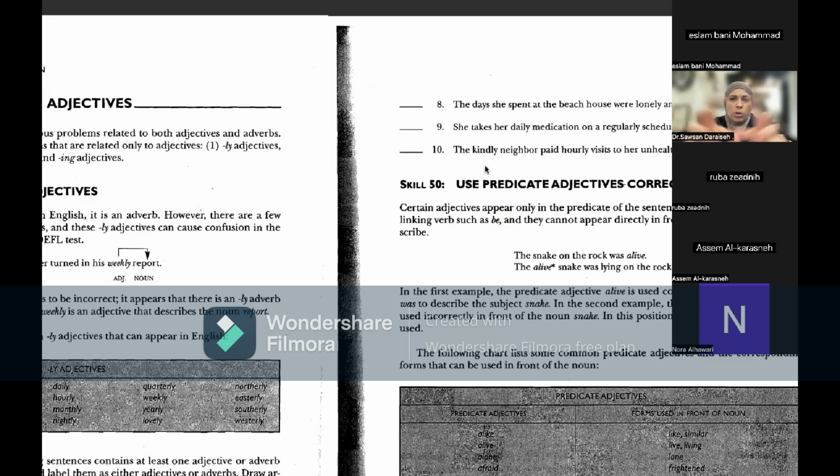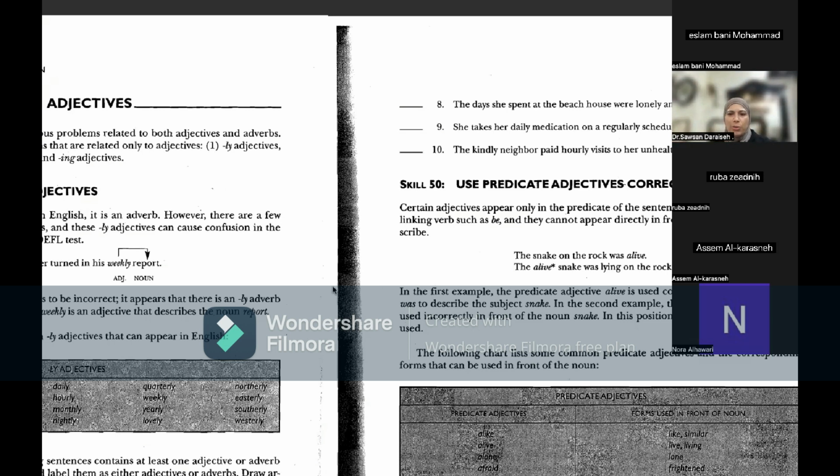But according to the sentence, can we say this is wrong? No, it's not wrong. This is correct. This is used in English, all right? The kindly neighbor paid hourly visits. Now tell me, Dr. Khulud, this is correct? Hourly visits? Yes, hourly, it's found in the table. It's correct. And correct, hourly visits to her unhealthily friend. What do you think of this last unhealthily? It's wrong. Unhealthy. Yeah, unhealthy. We use it. I think all of you are aware of this word, right?